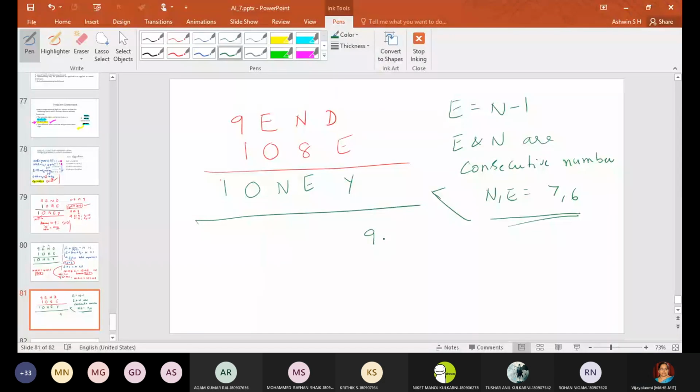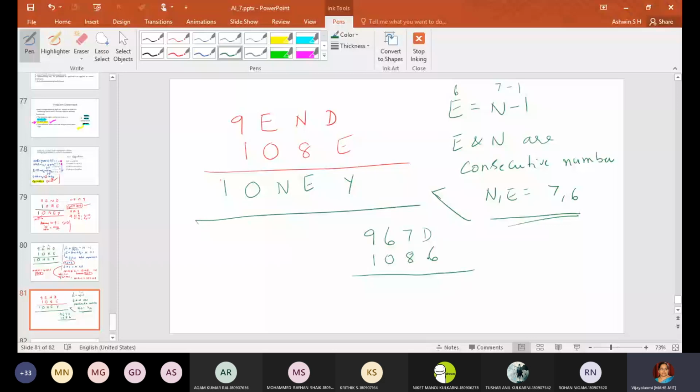E is N minus 1. So I am assuming E is 6, and N is 7, this is 7 minus 1. D is 8. E is 6. Correct, no? Whether it satisfies, just check.